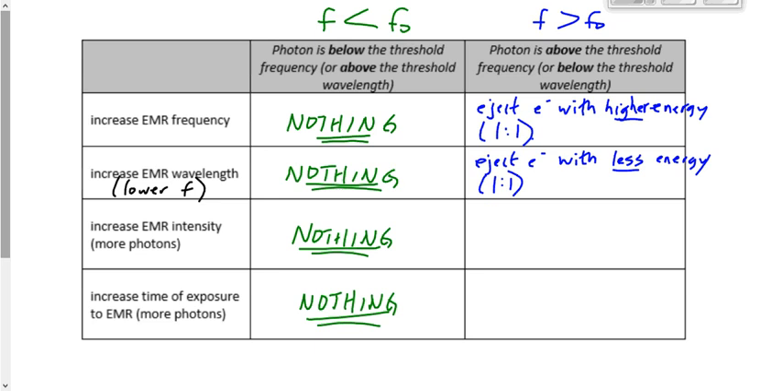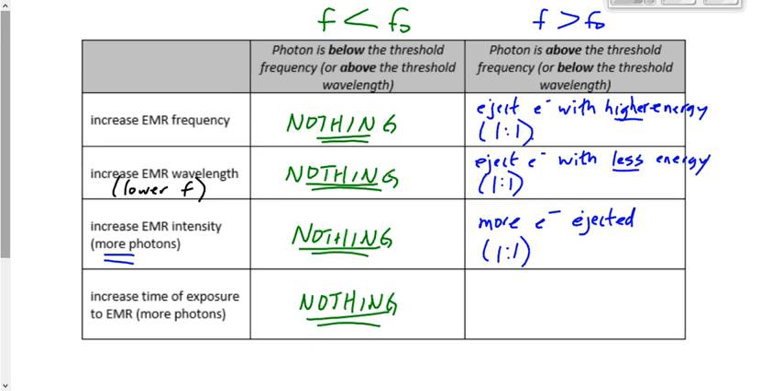What if you increase the intensity of the EMR? You're above the threshold frequency. You're going to cause an electron to be ejected. But if you have more photons, more trucks, what are you going to do? You're going to knock more cars into the ditch. More photons will cause more electrons to be ejected. Remember, it's a 1-to-1 ratio. 20 photons, 20 electrons. 15,000 photons, 15,000 electrons.